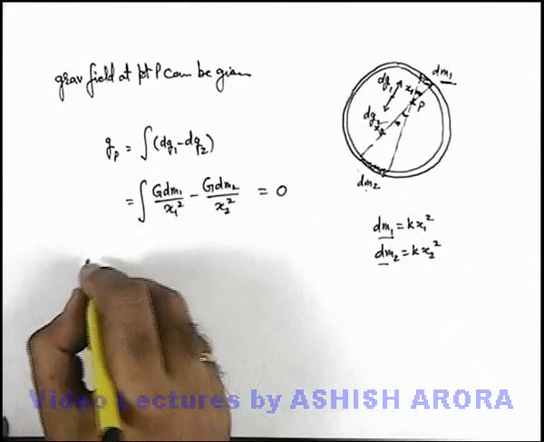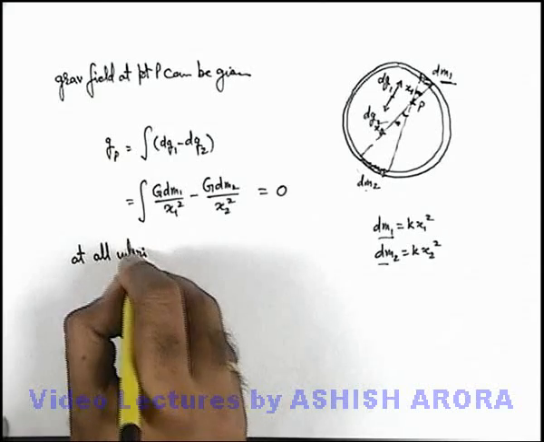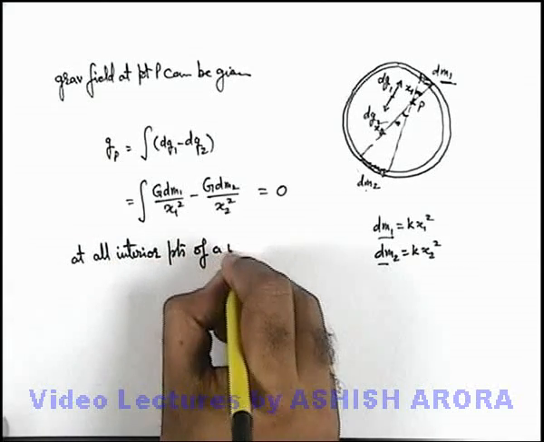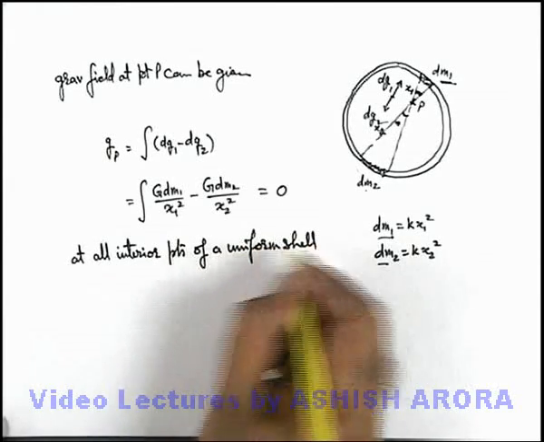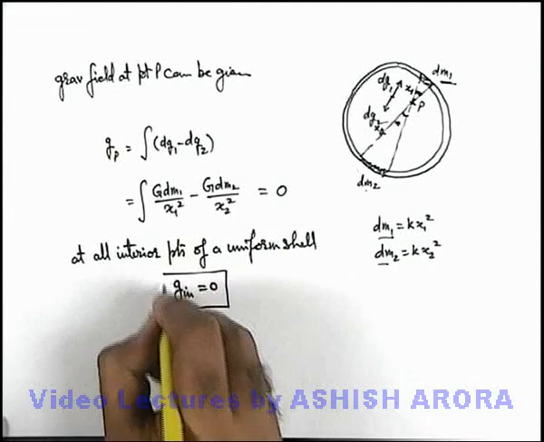So we can say at all interior points of a uniform shell, the gravitational field inside is always equal to 0.